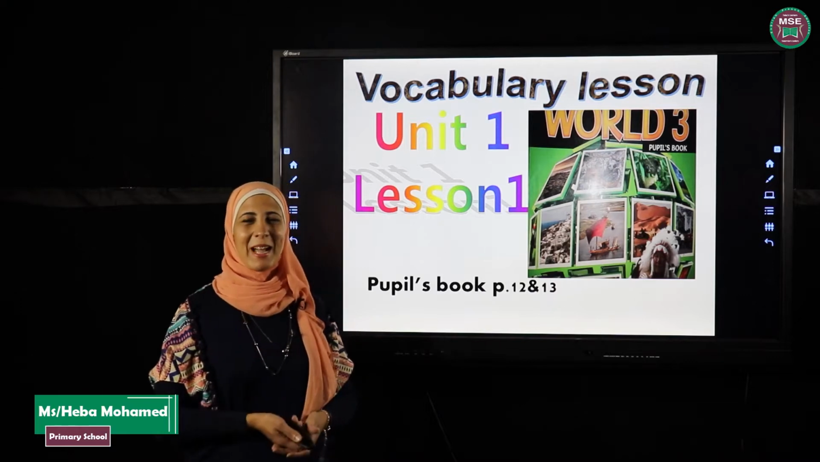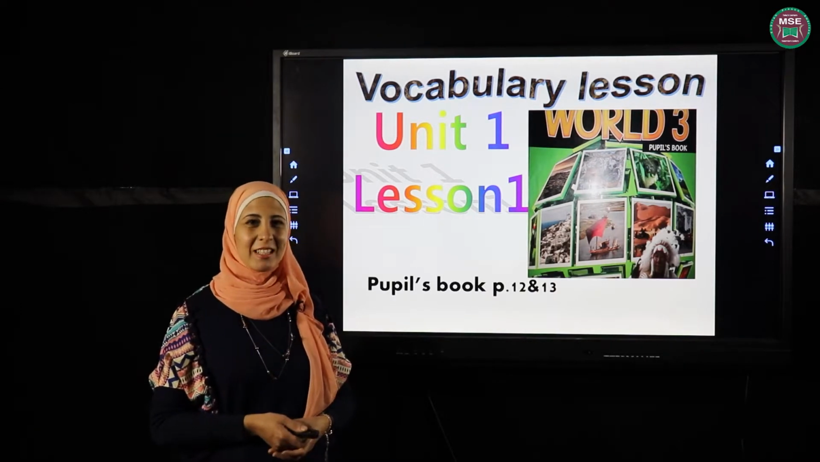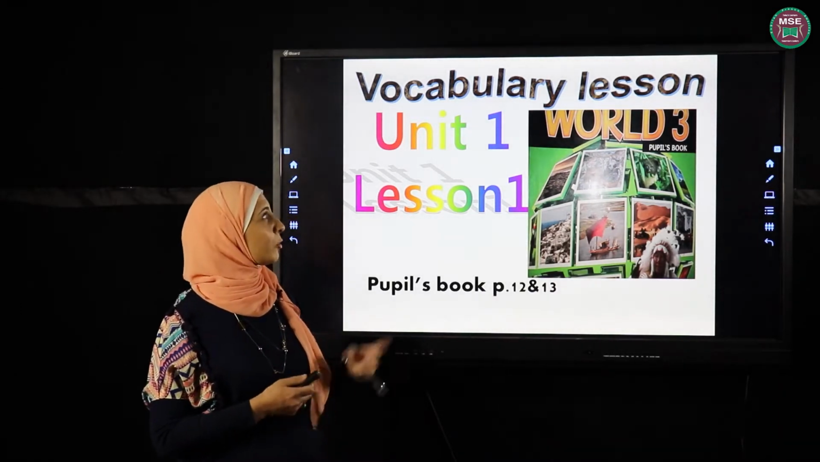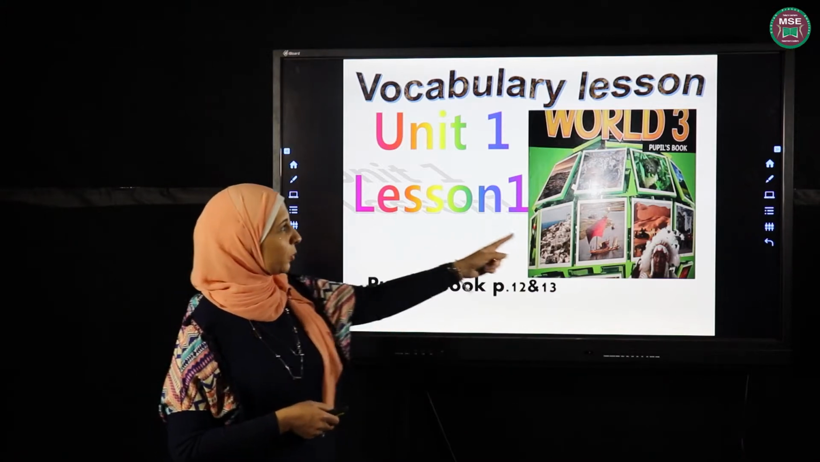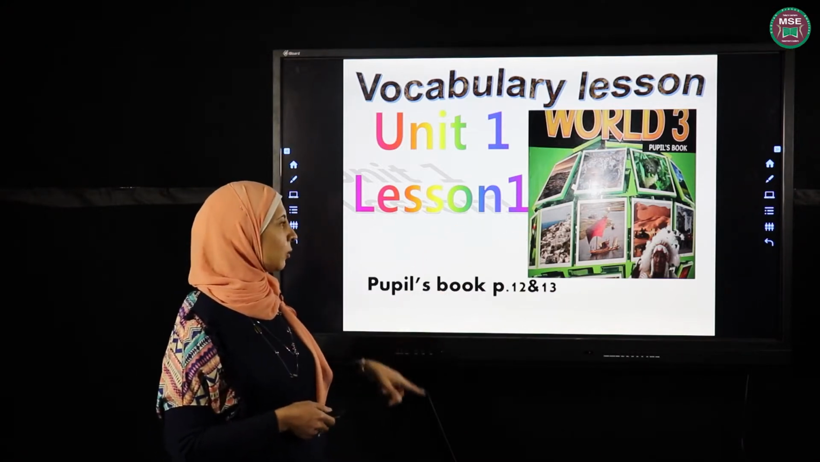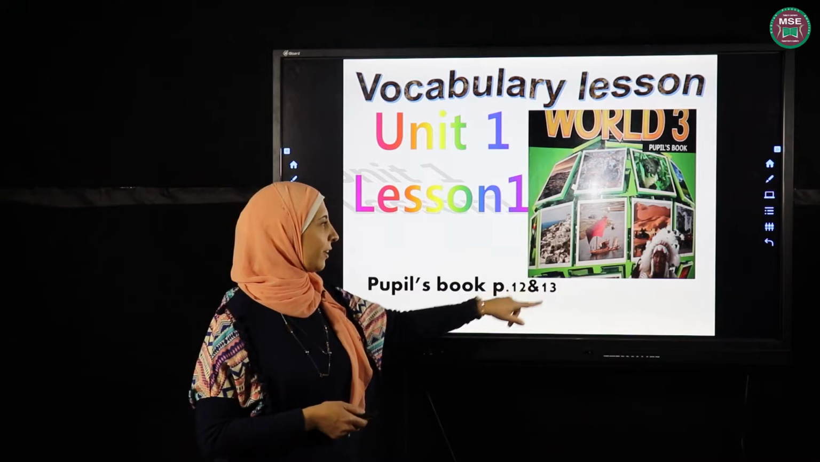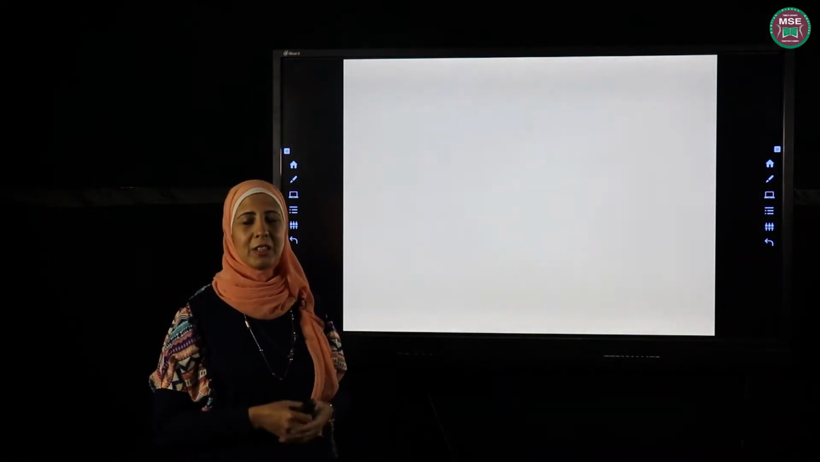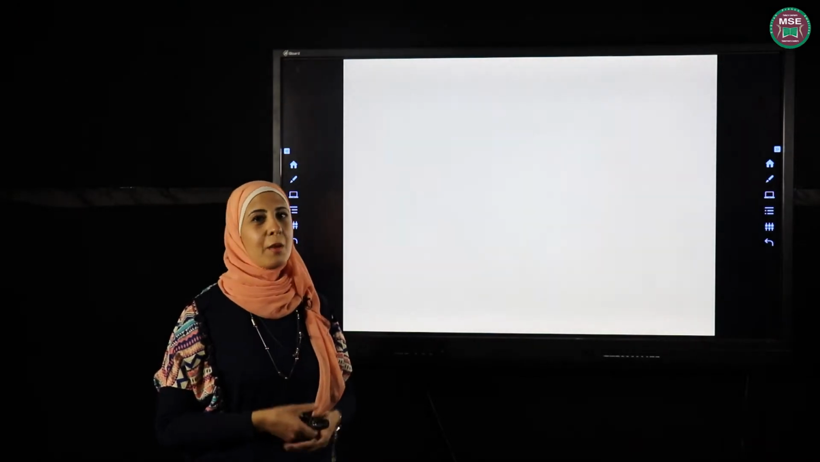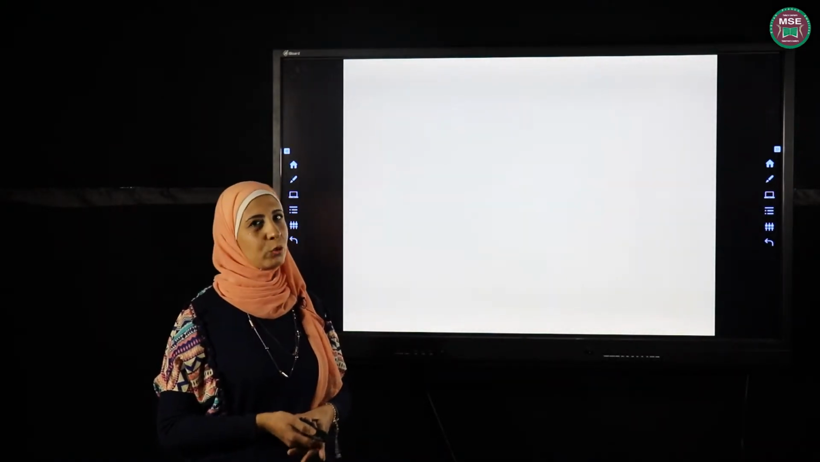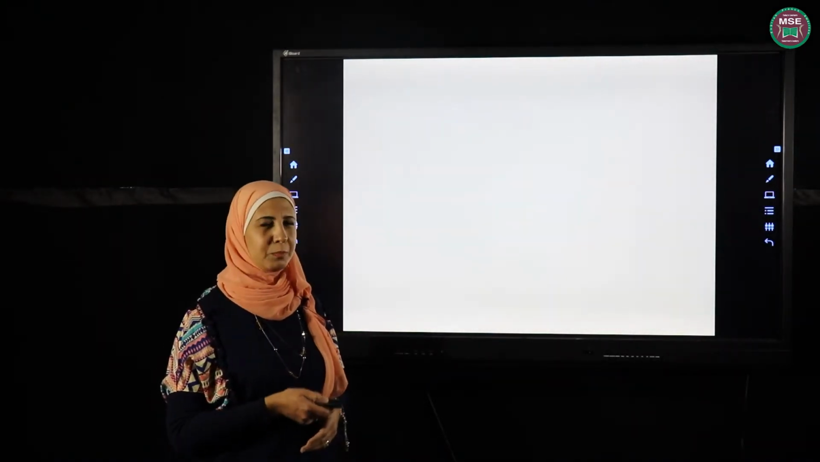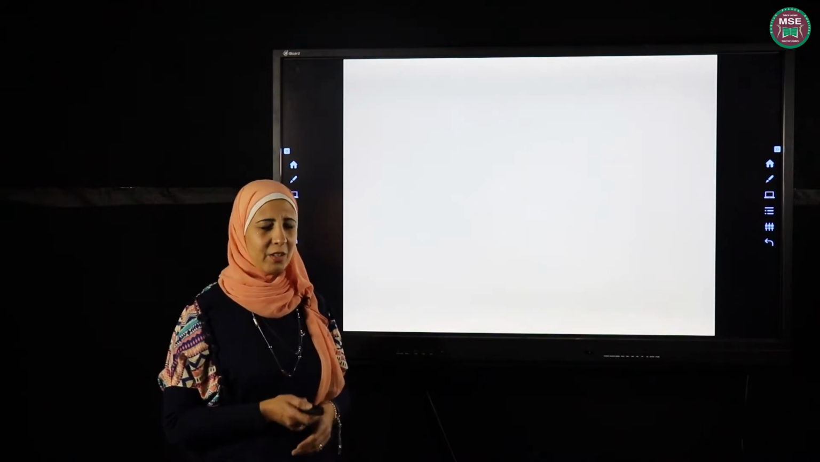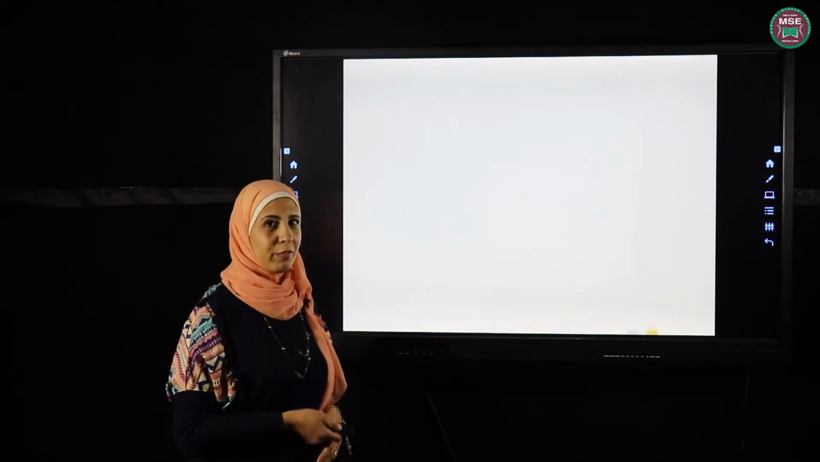I am Mrs. Hiba Hassan, and this is our first vocabulary lesson for primary 3. Pupils book, unit 1, lesson 1, page 12 and 13. As you know, this year we have new characters. Before we start our lesson, we have to introduce these characters. Okay, let's start with the first one.